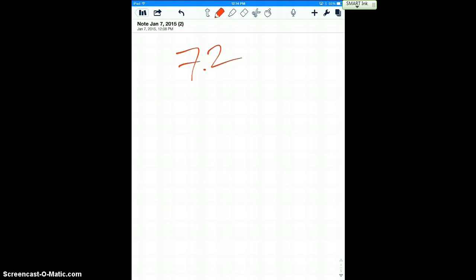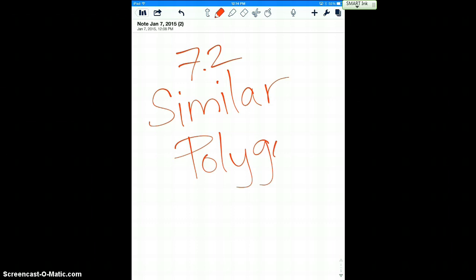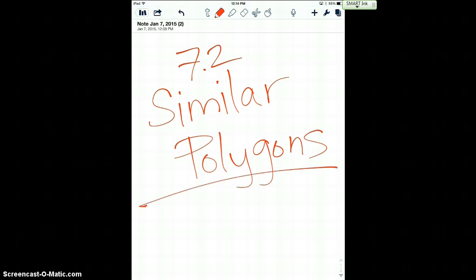We're going to look at section 7.2, and the title there would be Similar Polygons. Okay, again, we have some vocab to cover, so I'm going to cover that first. And the first vocabulary term being this right here.